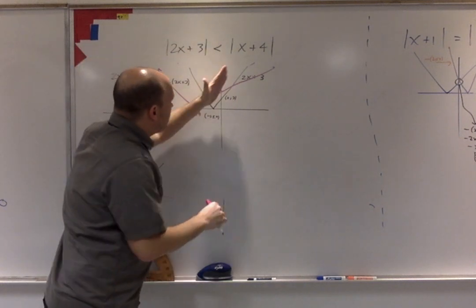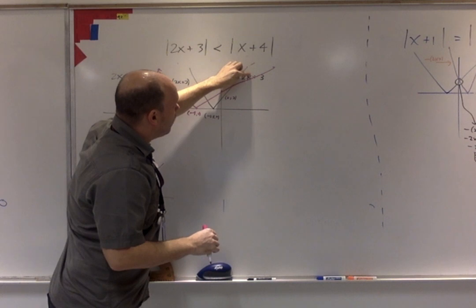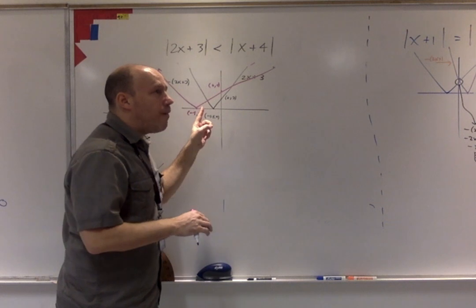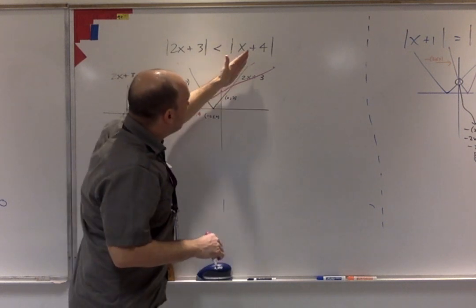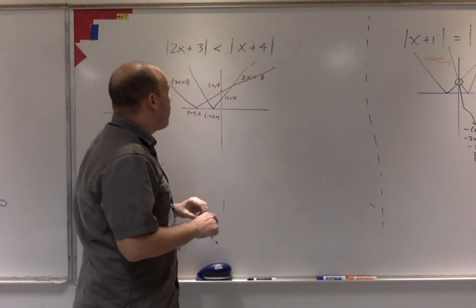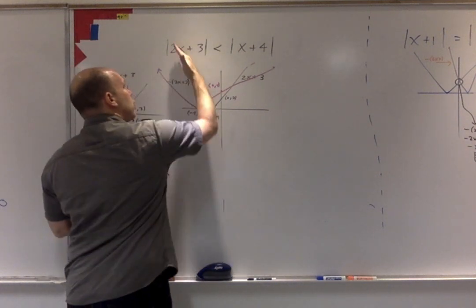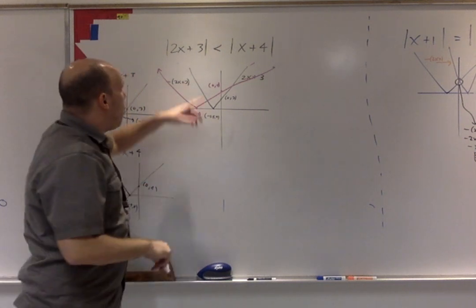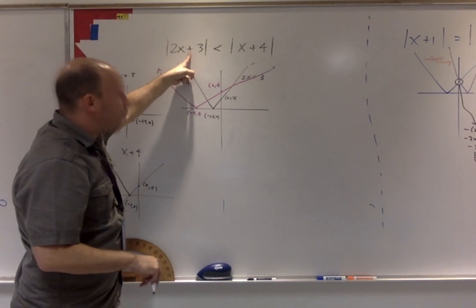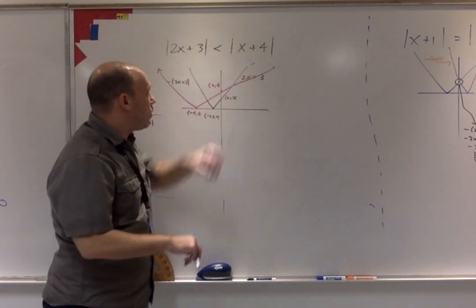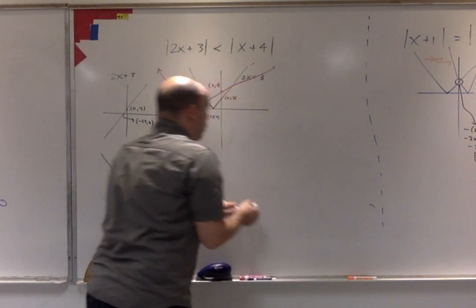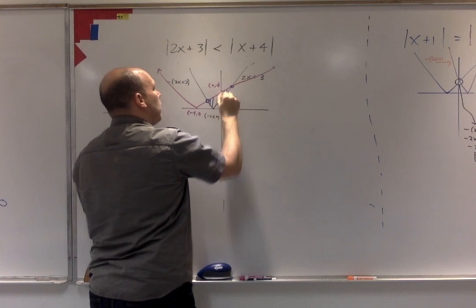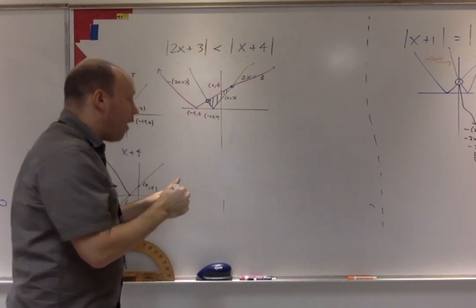I know that this right branch of 2x plus 3, the slope is increasing faster than this right pink branch of x plus 4. So I know the black line is going to eventually be above it. Same thing here. This black line is always above the pink line. Now the question is, when is 2x plus 3 less than x plus 4? Well, it's between these two points, because you can see the pink line is above the black. So I need to find those two points.